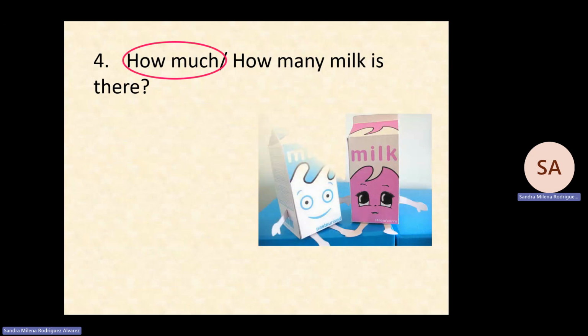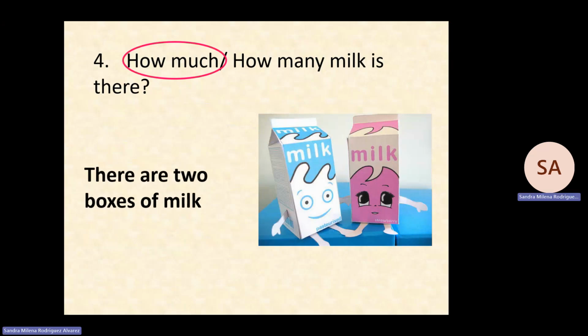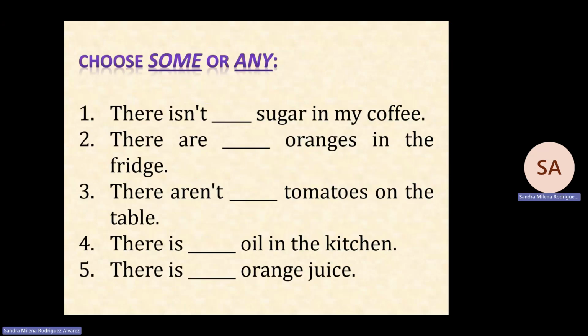How much milk is there? ¿Cuánta leche hay? The answer is there are 2 boxes of milk. Hay 2 cajas de leche. There are 2 boxes of milk. Now, let's complete with some or any. There isn't sugar in my coffee. As it is a negative sentence and I have an uncountable noun, the answer is any.